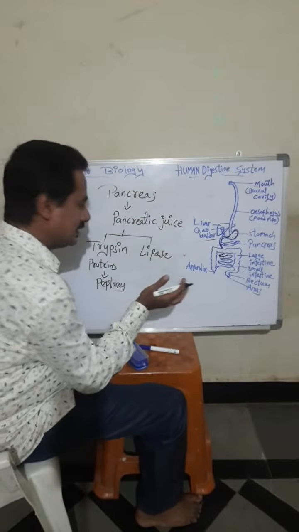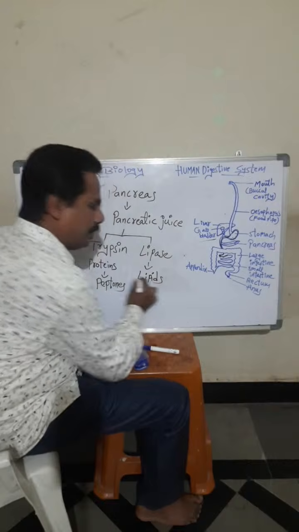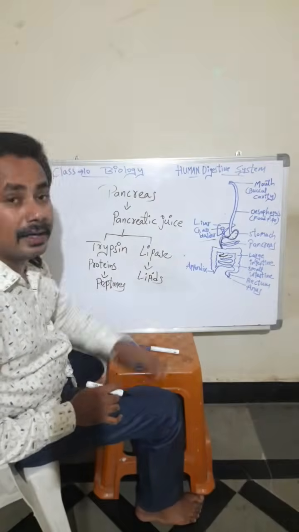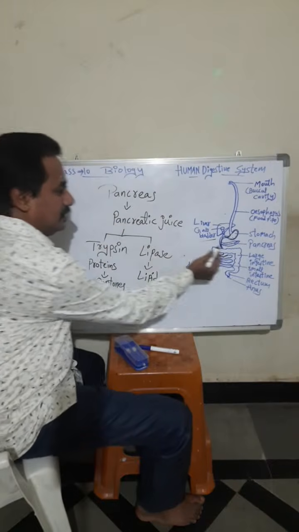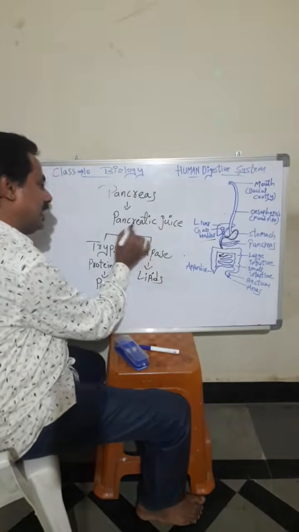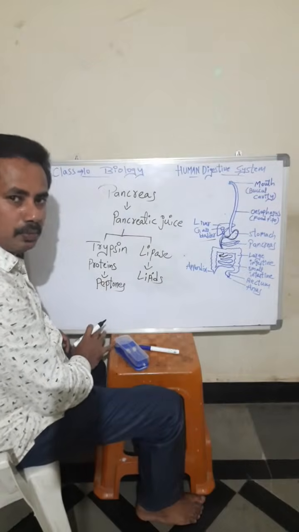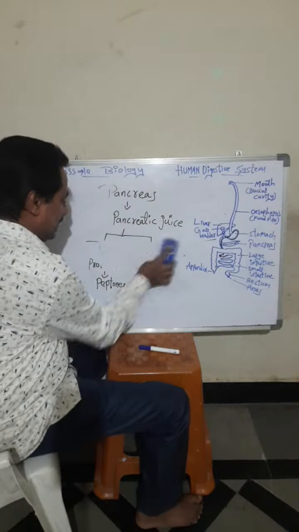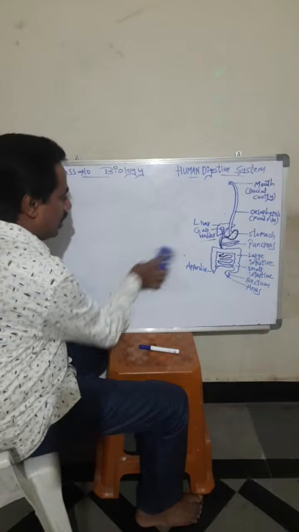Lipase digests the lipids, students. Lipids means fats. Bile juice already broke them down, and again they will break down. Once again, the pancreas releases pancreatic juice. Pancreatic juice contains two things: trypsin and lipase. Trypsin digests the proteins into peptones. Lipase digests the lipids. Very simple. And next, the food continues towards the small intestine.